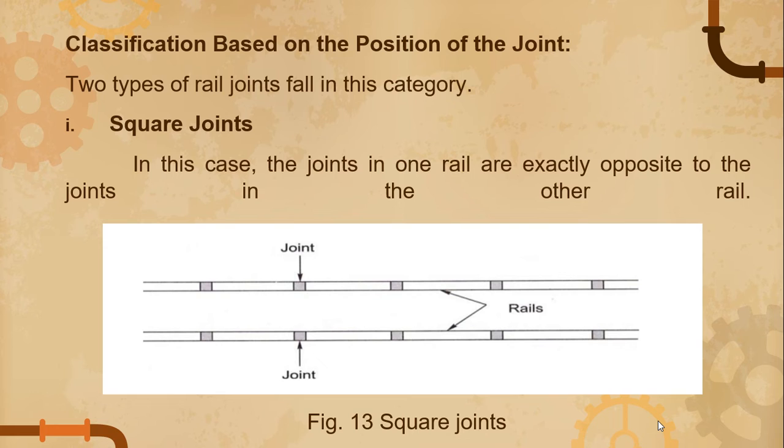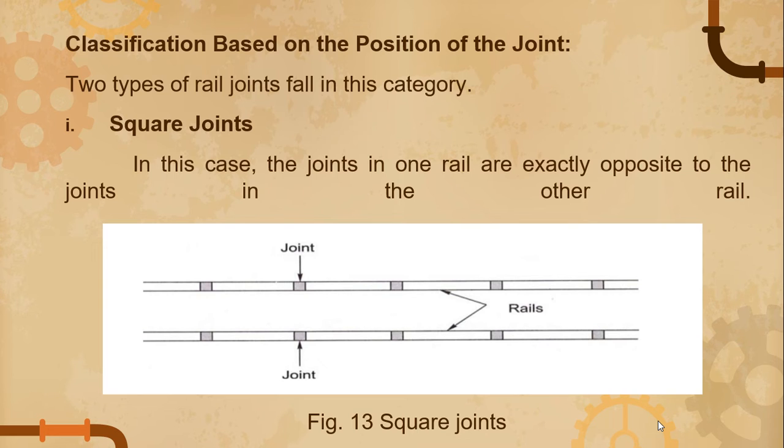Now, let's proceed to the classifications based on the position of the joint. So there are only two types of rail joints that fall in this category. So the first type of rail joint is the square joints. In this case, the joints in one rail are exactly opposite to the joints in the other rail. This kind of joint is suitable for the straight rail line. And the rail line can be laid mechanically section by section.